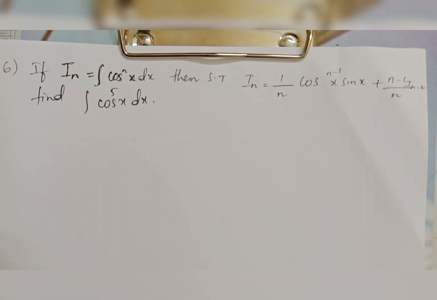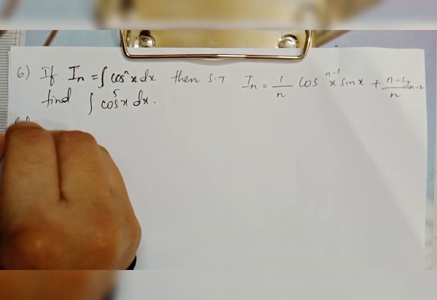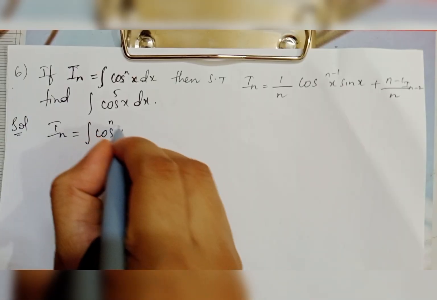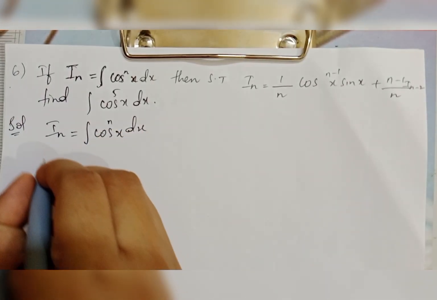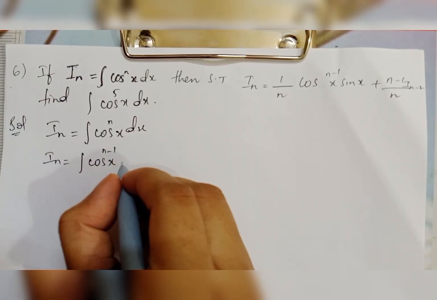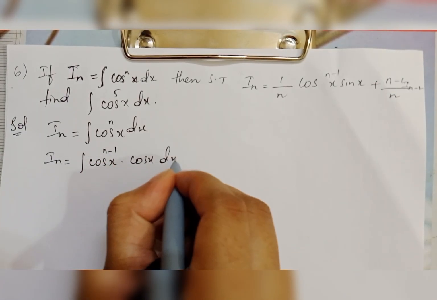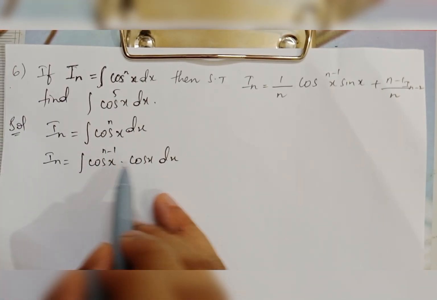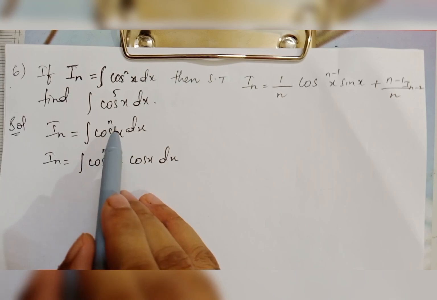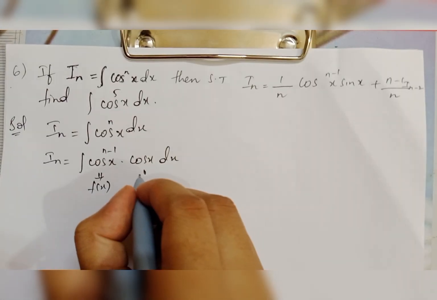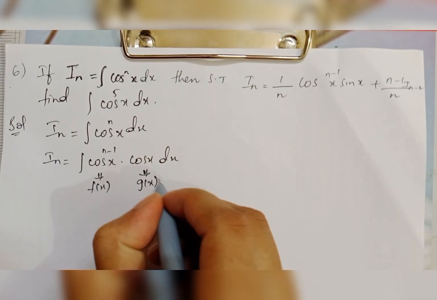Next reduction formula is for cos. We have to solve it similarly as sine. So here the given integral is integral of cos x power n dx, right? For this also we can write it as integral cos x power n minus 1 into cos x dx, right? When we add the power of these two cos, we'll get cos x power n, the same function. So consider this as f of x and this function as g of x, right?